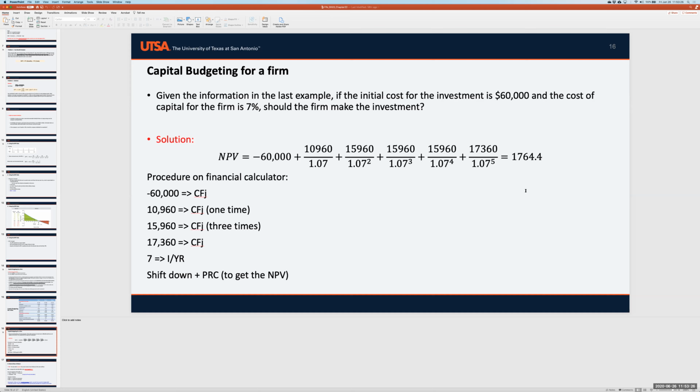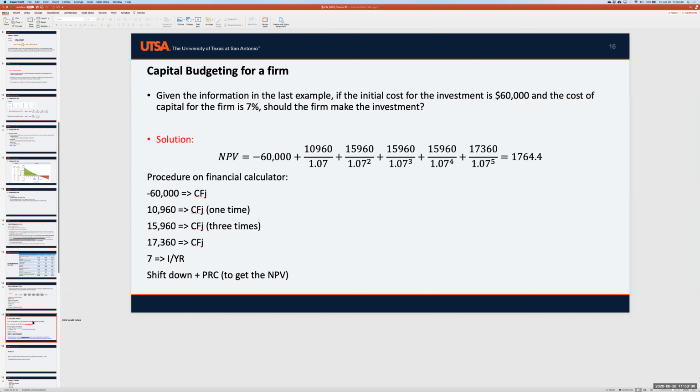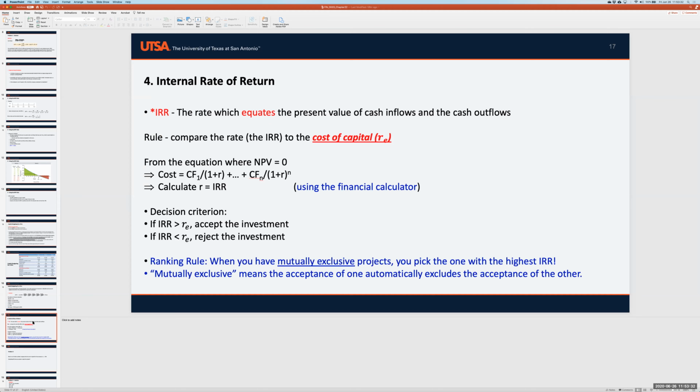So which is positive. You should take the investment. You should invest in this project. Yes, you should take the investment.